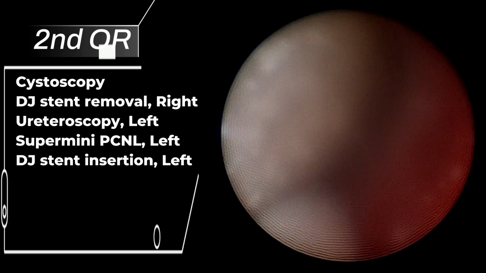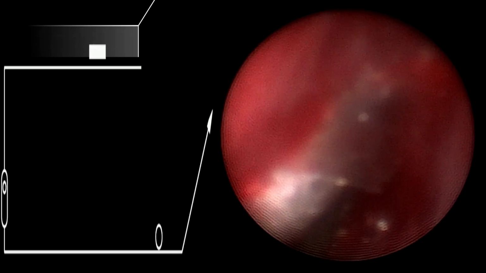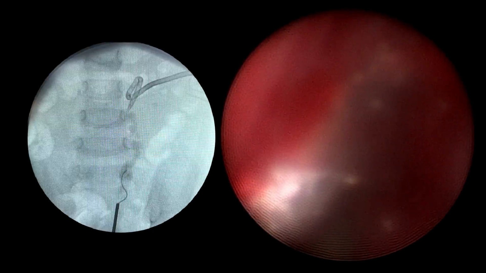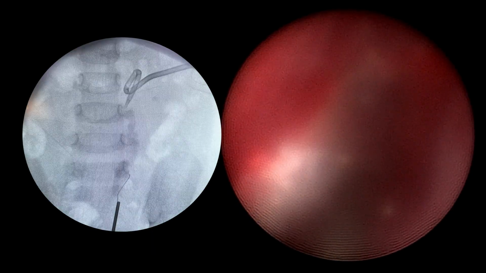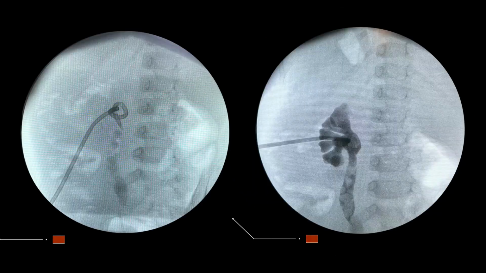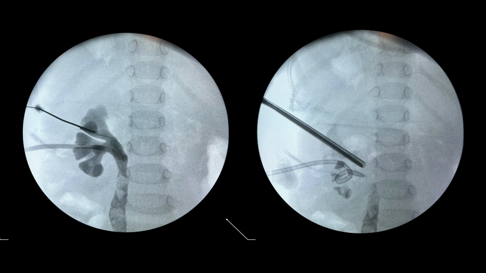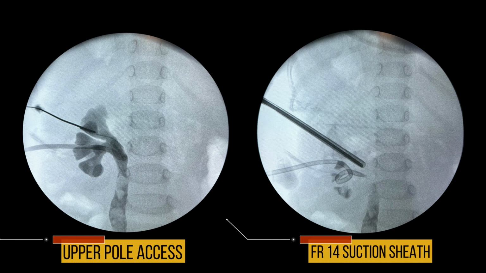The procedure included a cystoscopy, the removal of the DJ stent on the right, and a ureteroscopy on the left. Once again, a guide wire could not be inserted, hence it was placed in the prone position. A nephrostogram was conducted to choose an ideal puncture site. A percutaneous renal access on the superior pole was done and guide wire inserted and serially dilated up to French 14.